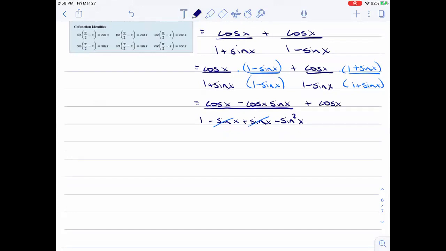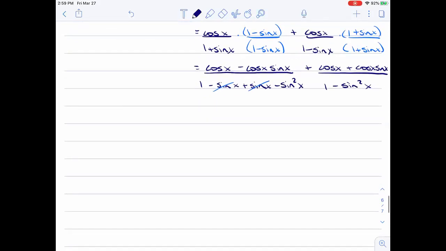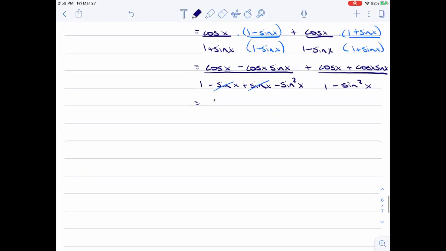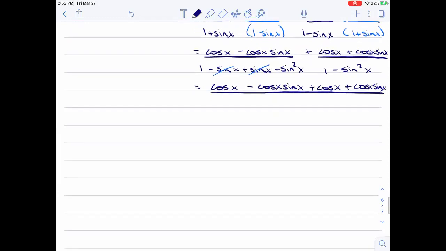Plus cos x plus cos x sine x over, and then I know because I've got that common denominator, it should be the same as this. So you can confirm, but it should be 1 minus sine squared x. Okay, I've worked towards that common denominator, so I'm just going to get it there. So I've got cos x minus cos x sine x plus cos x plus cos x sine x. Seeing some things are going to cancel, over 1 minus sine squared x.